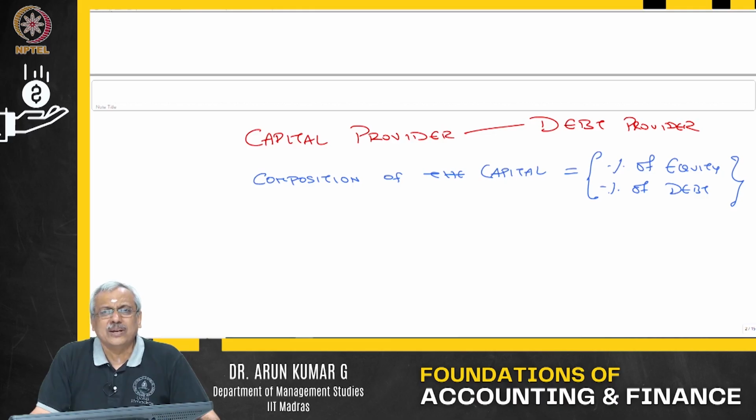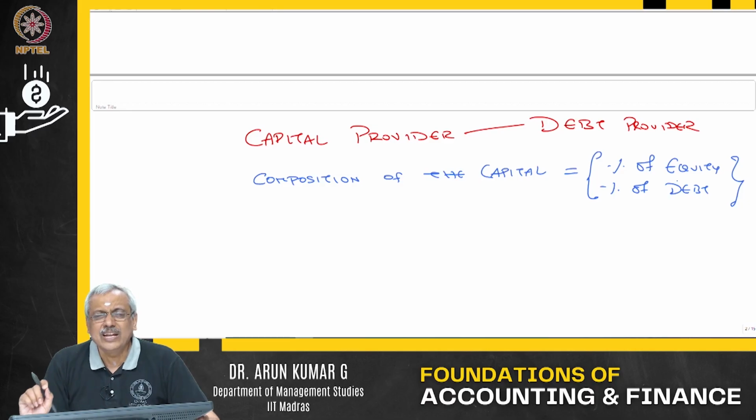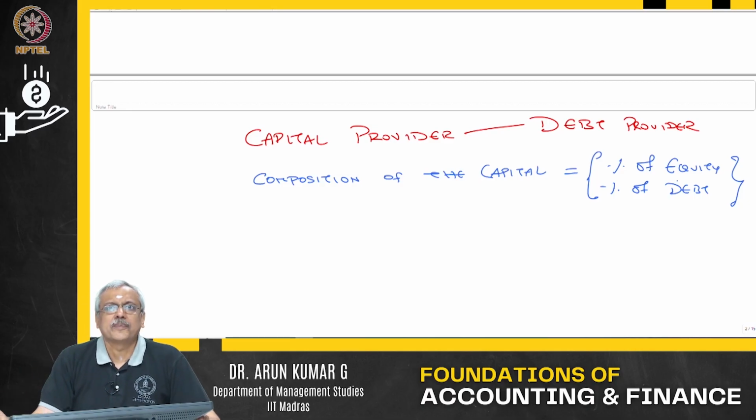Now, why do I need to know it? Let me give a very simple example. I am giving very crude definitions and very crude simple examples. Who are equity shareholders? Equity providers are the owners of the enterprise.